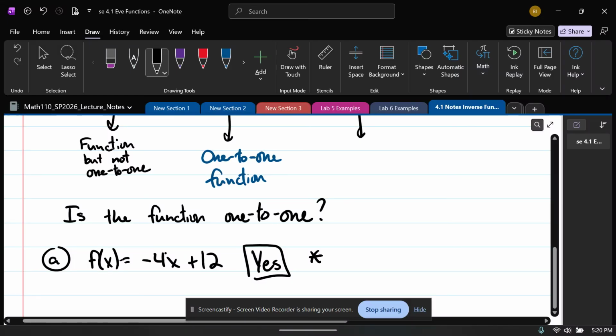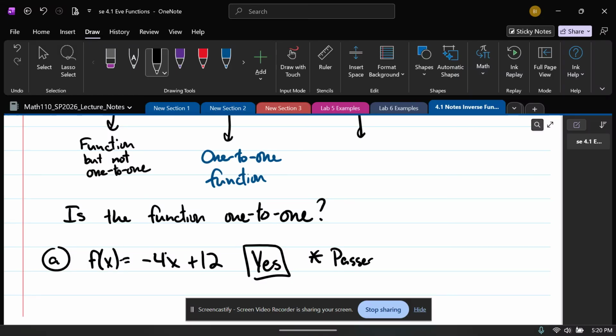And you maybe put over here passes the vertical line test and horizontal line test. So I just abbreviate those VLT and HLT. So that's how we knew that. We looked at the graph. We saw that happening. Okay.